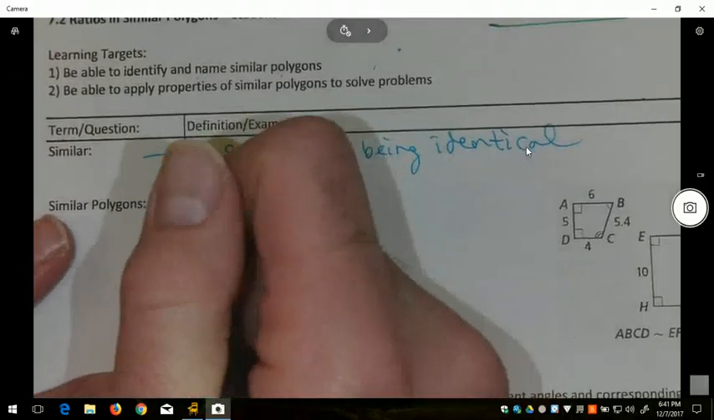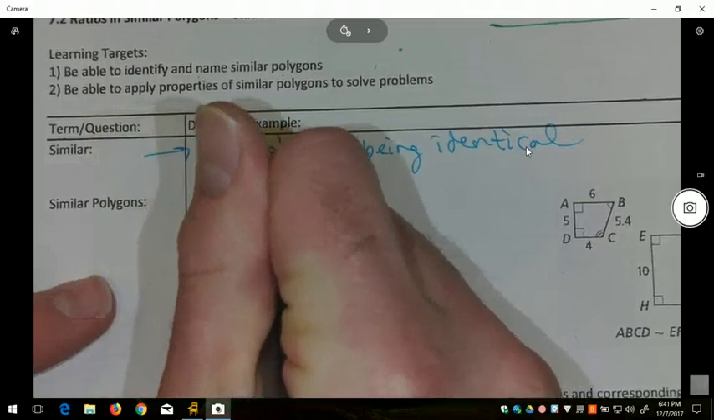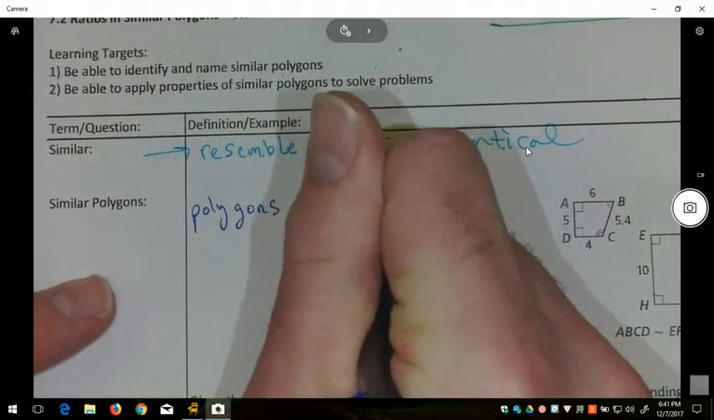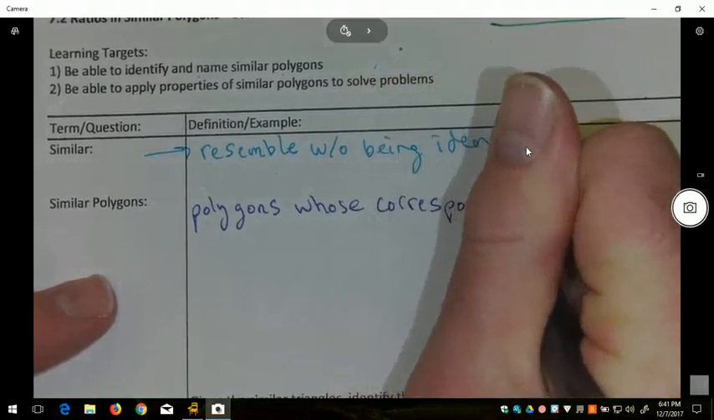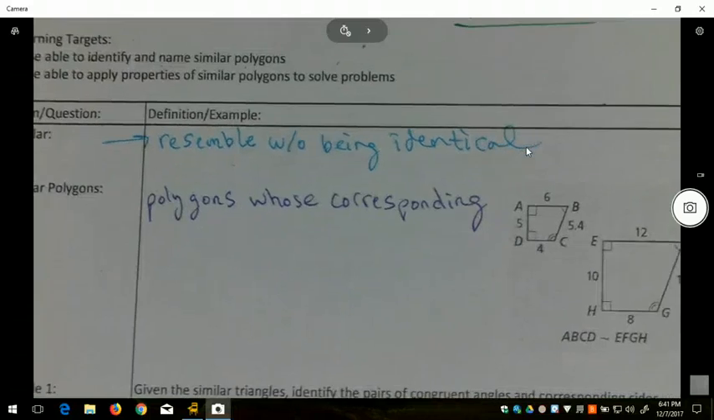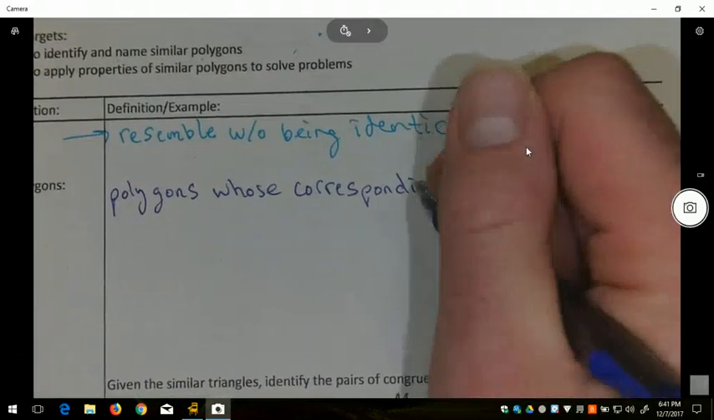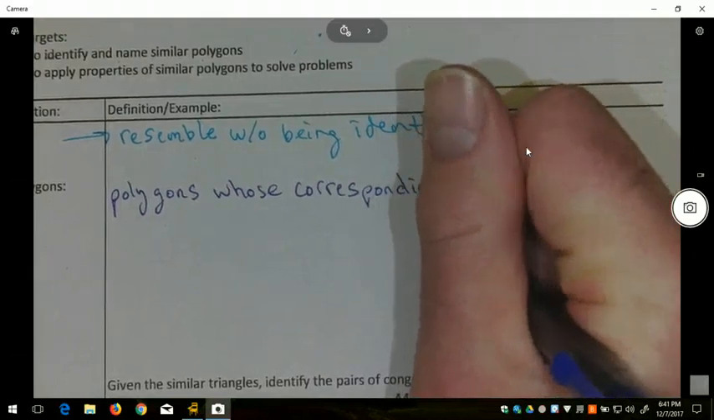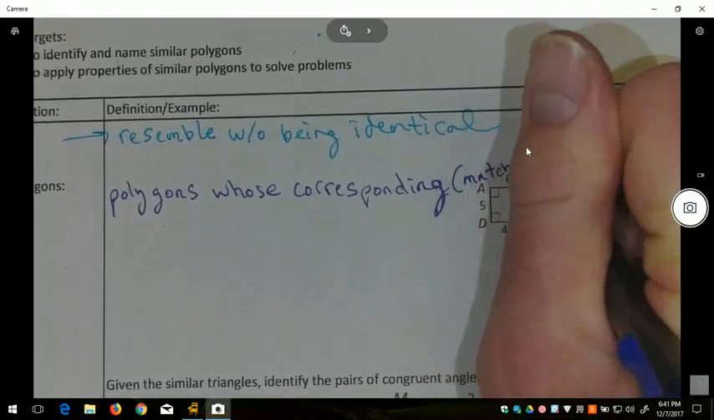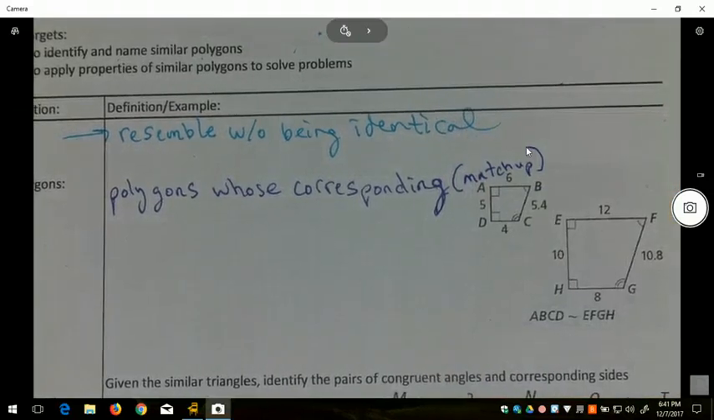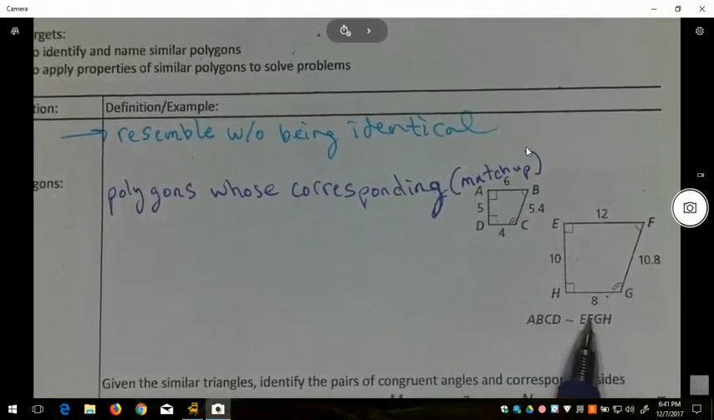Similar polygons are polygons whose corresponding angles, by the way, when we say corresponding, we don't mean like the corresponding angles that make the letter F with two lines that are intersected by a transversal. We mean the ones that match up, like an image and a pre-image. Although in this case, we don't see an image and a pre-image. We have them named with different letters.